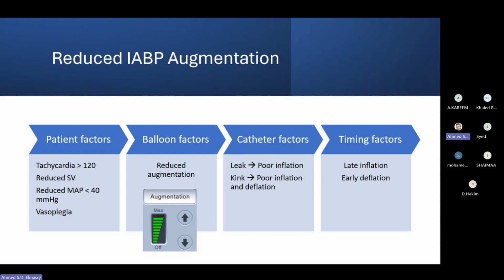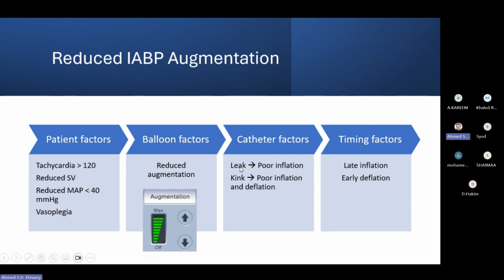There are a lot of factors related to the patient, like tachycardia, reduced stroke volume, reduced mean arterial blood pressure, and vasoplegia. And I think we have discussed all these factors before. And there are balloon factors, like if you decrease the augmentation of the balloon to 80% or 70%, you will get reduced intra-aortic balloon augmentation.